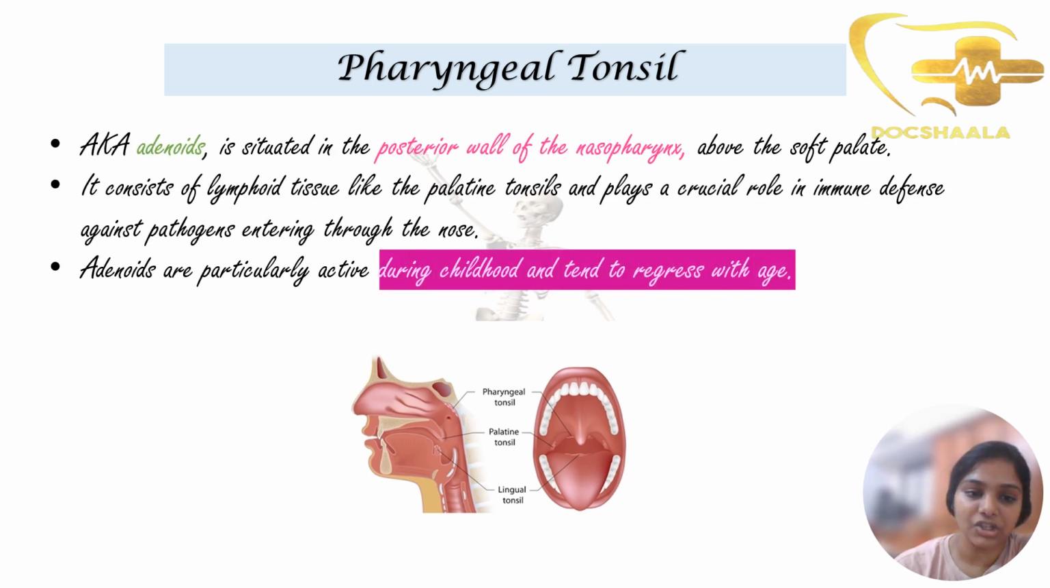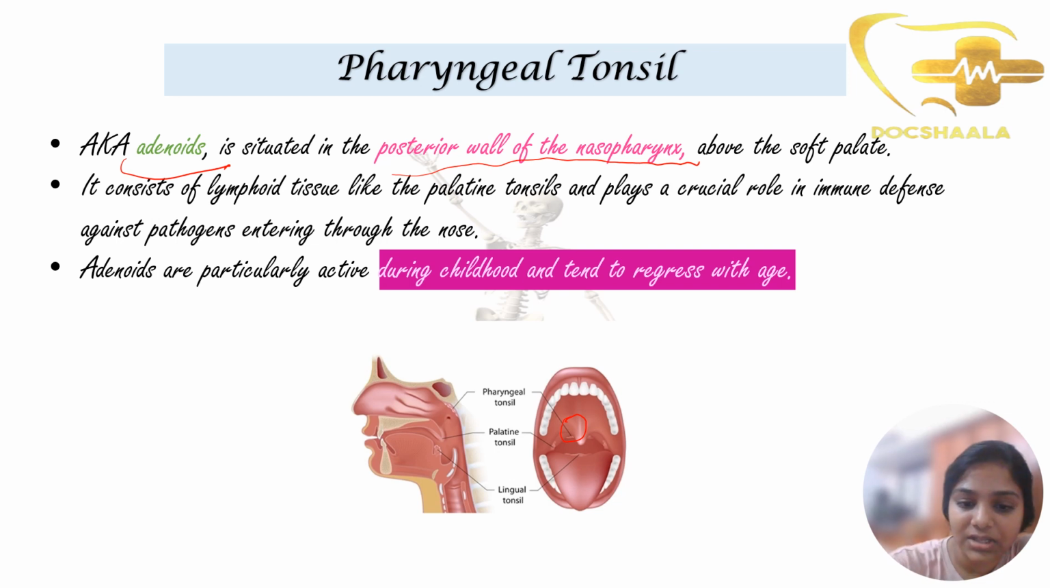Then coming to the pharyngeal tonsils. Pharyngeal tonsil, which is a very important tonsil, because this is the tonsil which gets commonly affected in children and presents itself as tonsillitis, right? So it is also known as adenoids. So it is situated in the posterior wall of the nasopharynx. You can see here.